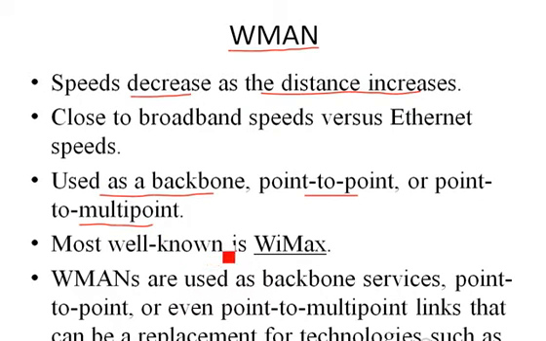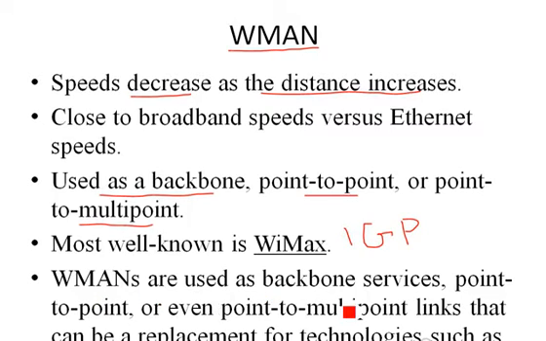The most well known example is WiMAX, worldwide interoperability for microwave access. It's a family of wireless communication standards initially designed to provide 30 to 40 megabit per second data rate, with a 2011 update providing up to 1 gigabit per second for fixed stations.